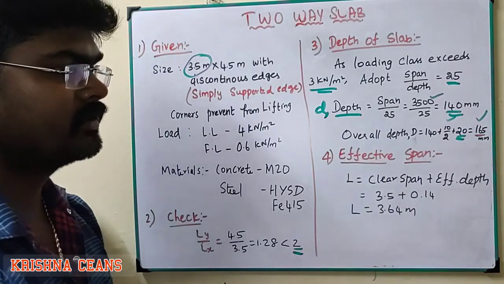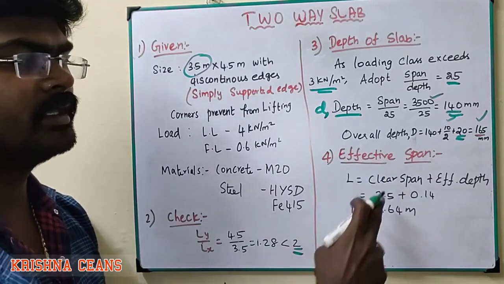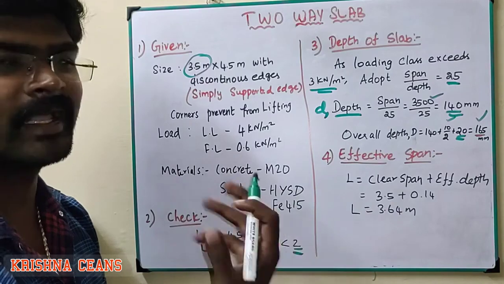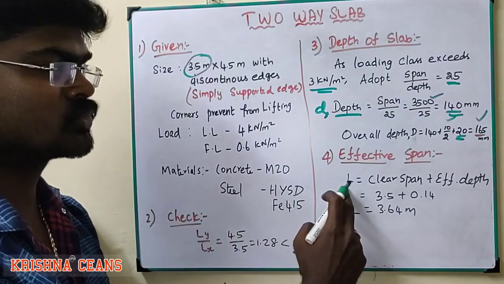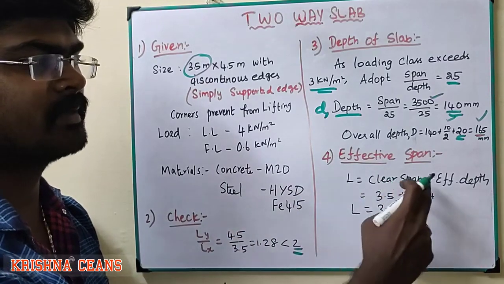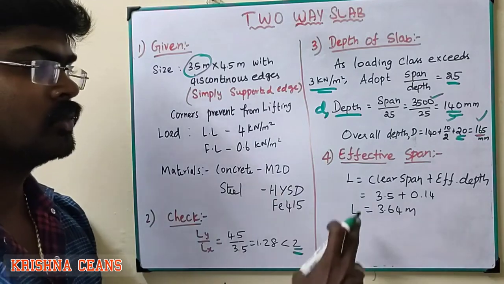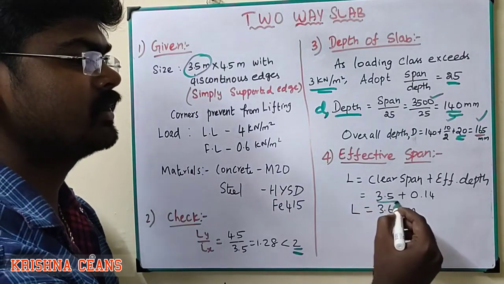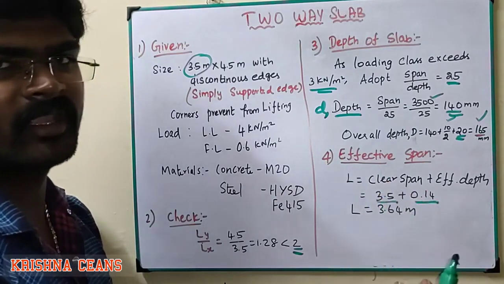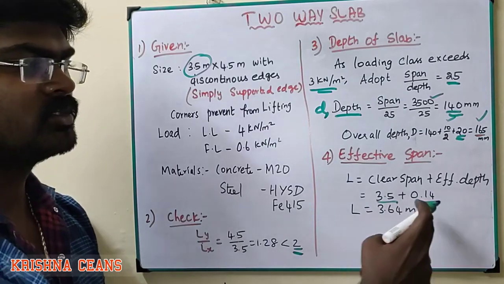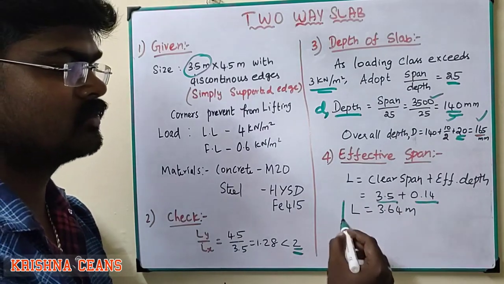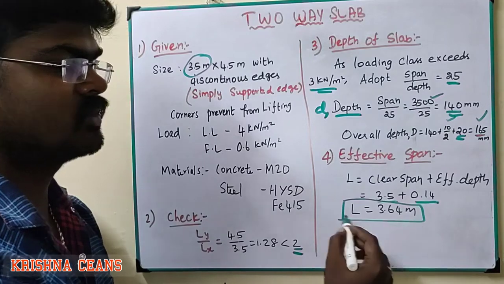Then the effective span. Here they provided the clear span only, so we have to directly calculate the effective span. L is equal to clear span plus effective depth. Your clear span is 3.5 meter, effective depth is 140 mm, converted in terms of meter 0.14. So L is equal to 3.64 meter.